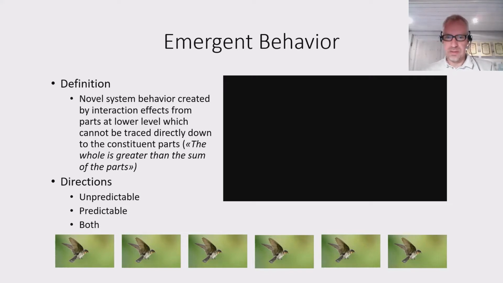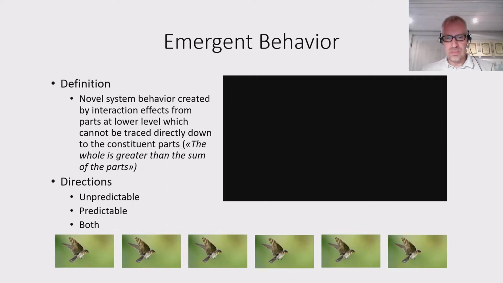So what is this? I have this definition. It's a novel system behavior created by interaction effects from parts at a lower level, which then cannot be traced directly back down to the constituent parts. So it's like the whole is greater than the sum of the parts, which is a famous saying dating back to the Greek philosophers. So this term has been with us, and it has been debated throughout centuries.